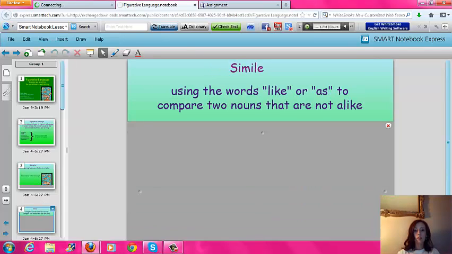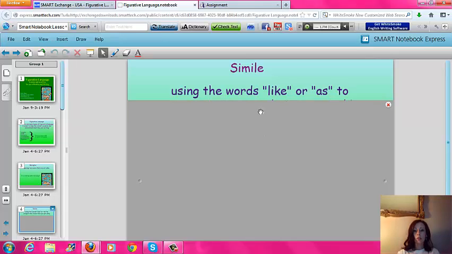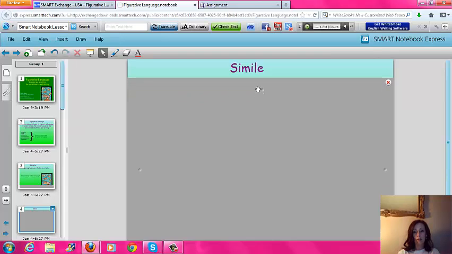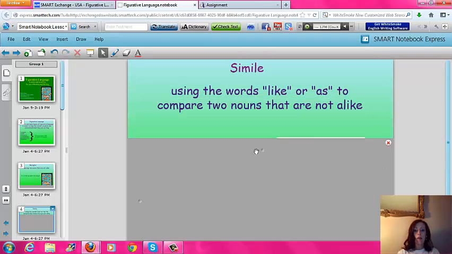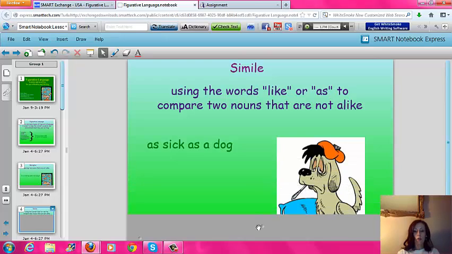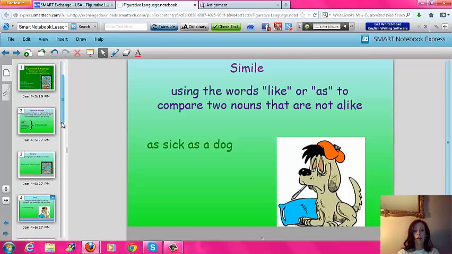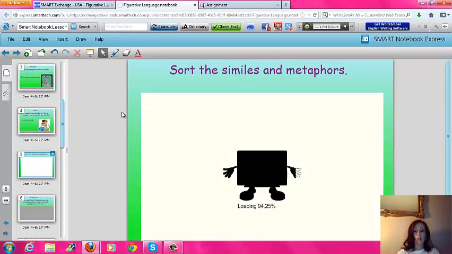Going on to the next one, simile. These 2 are very similar, but simile uses the words like or as to compare the nouns that are not alike. Now my suggestion would be to maybe cover up the definition and just show the word so that students can give you the definition that they think a simile is. And then scrolling down and showing the example, as sick as a dog. After 2 slides, the lesson gives an activity for students to complete.